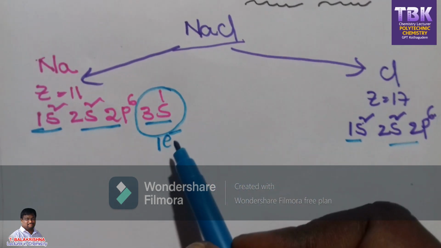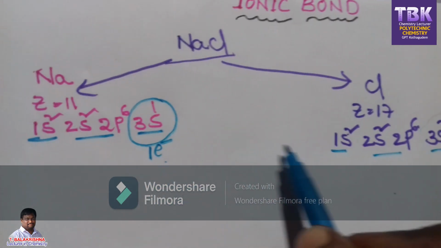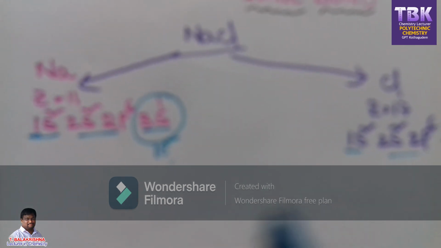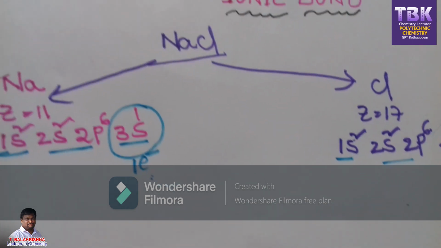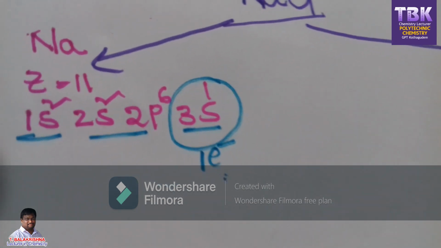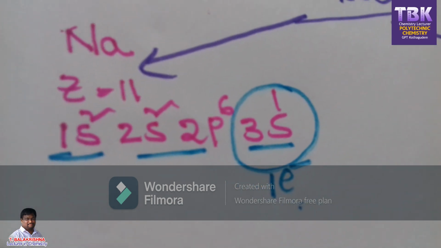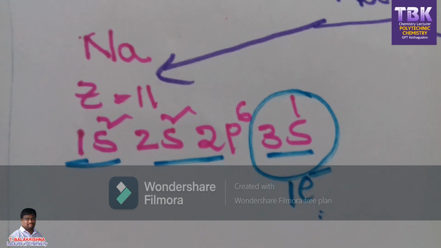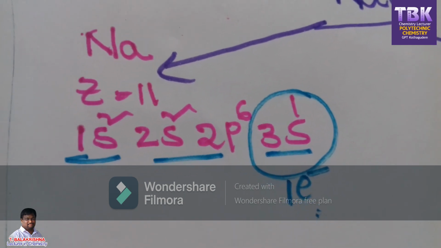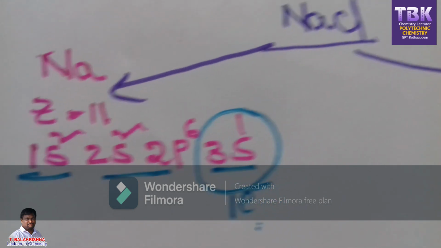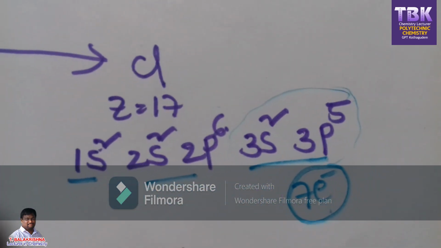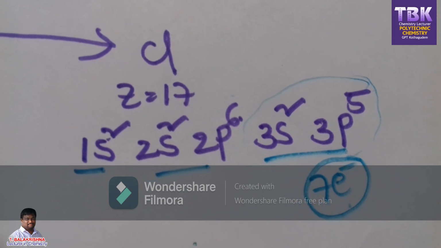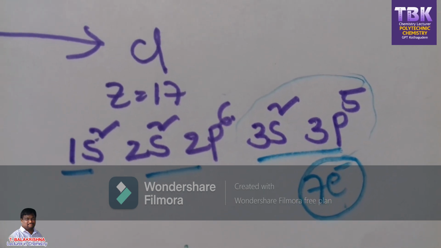So what is the valency? 1. How many valence electrons? 1. And for chlorine, how many valence electrons? 7. So what does the electronic valency theory say? Which atom has 8 electrons in the outermost orbit? Which one is the outermost orbit? The third orbit. How many electrons does it have? Only 1 electron. Is it stable according to the octet rule? It is unstable. Okay. Come to the chlorine. Which one is the outermost orbit? The third orbit. How many electrons does it have? 7 electrons.